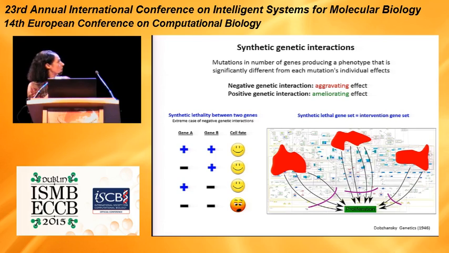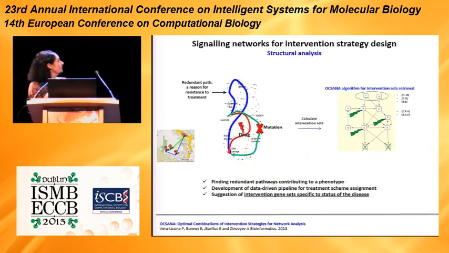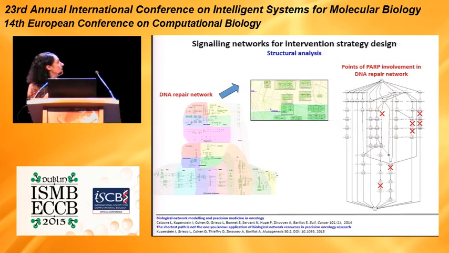So in order to find what would be the best intervention gene set instead of pair, we developed a tool called Oksana that calculates the minimal intervention sets using a structure of the networks, allowing to interfere with the node of interest or combination of nodes of interest. So using this tool, we suggested how to restore sensitivity in those patients that are resistant to PARP treatment.